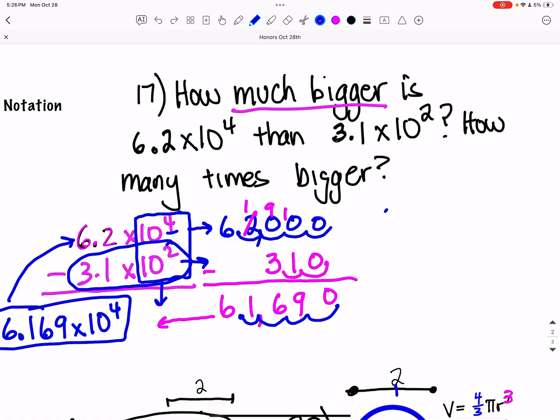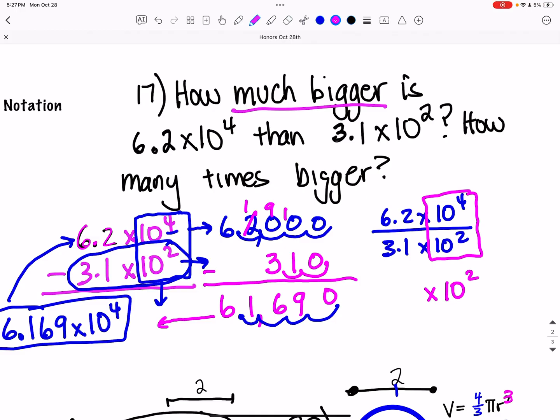So we're dividing 6.2 times 10 to the 4th divided by 3.1 times 10 to the 2nd. And there are shortcuts for this. We can use the powers rule for division. One less than division is subtraction, so times 10 to the 2nd power. And 6.2 divided by 3.1 is just 2. So this is 2 times 10 to the 2nd, or 2 where you move it over 1, 2, 200 times bigger. So it's bigger by that much, or it's 200 times bigger.